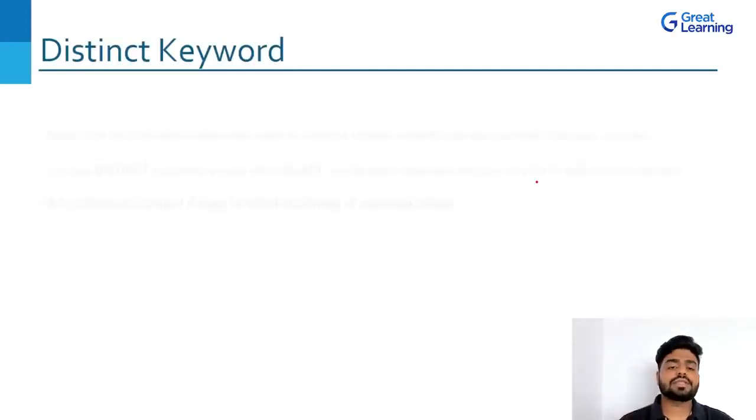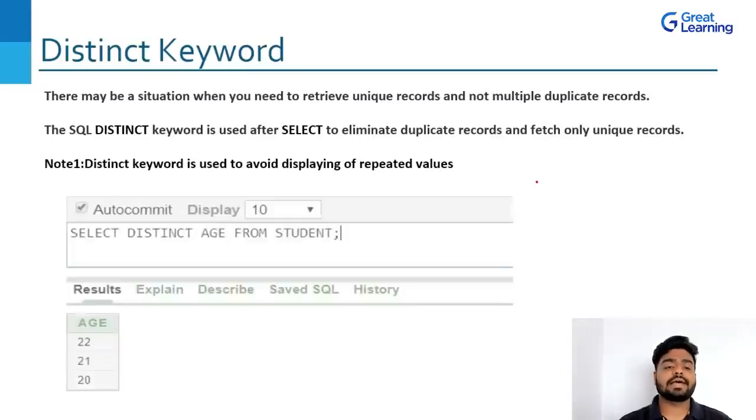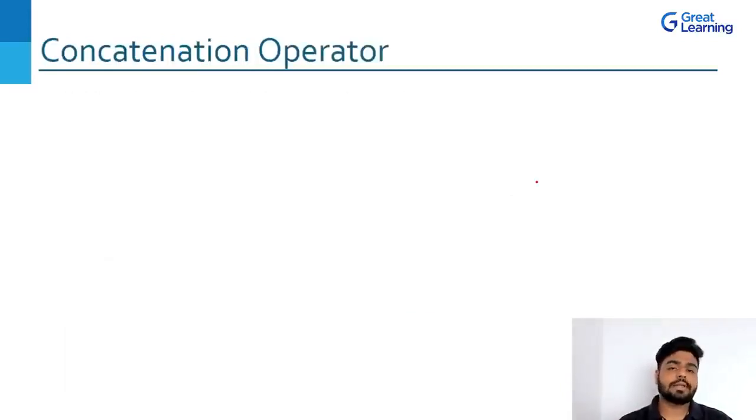So how do we use this keyword? There may be a situation when you need to retrieve unique records and not multiple duplicate records. So you want unique data. This time we will use the distinct keyword. It is used to avoid displaying repeated values. So select distinct age from student. All the unique ages will be shown from the student table.